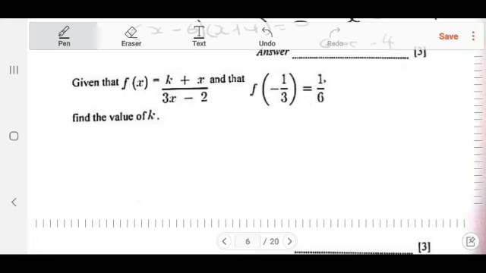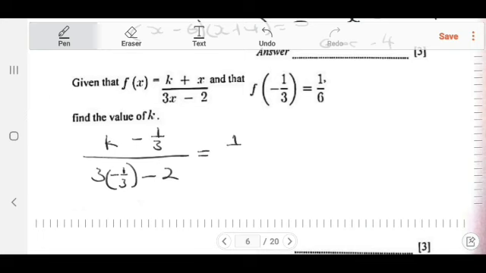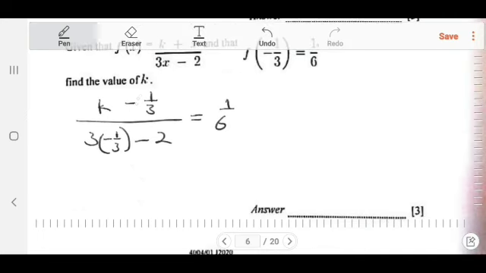We're substituting this one there, and we're going to have k minus 1 third over 3 minus a third minus 2 equals 1 over 6. Okay, so let's simplify that one. Then we're going to remain with k minus a third over, this one will give me a negative 1, then it's going to be negative 3 there. Okay, then equals 1 over 6.